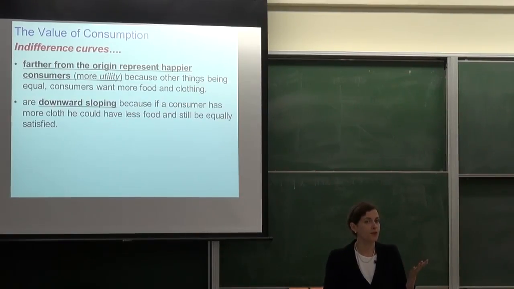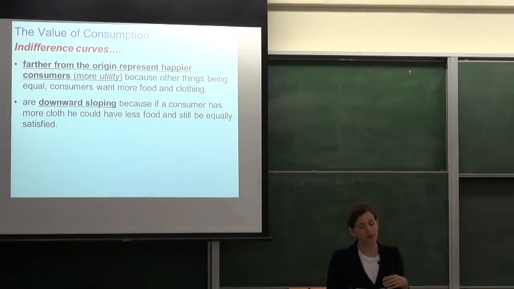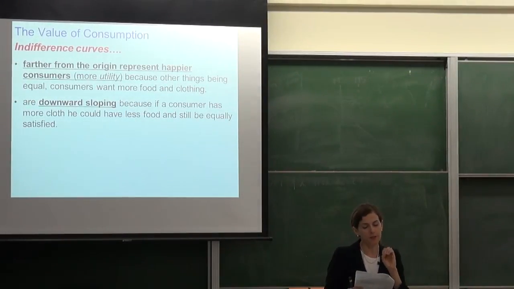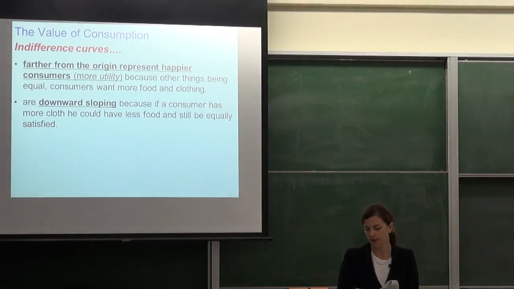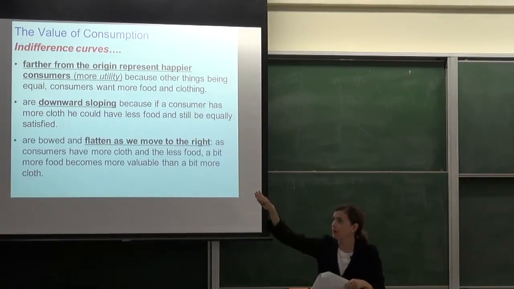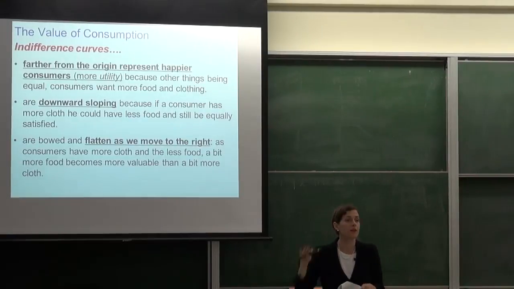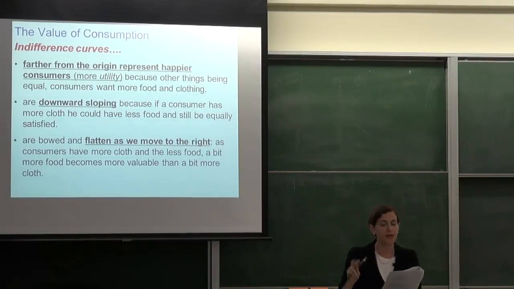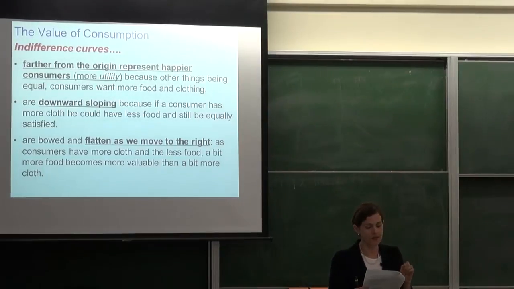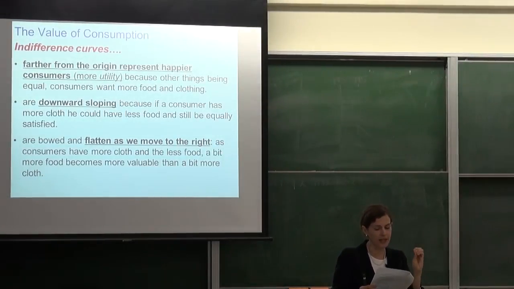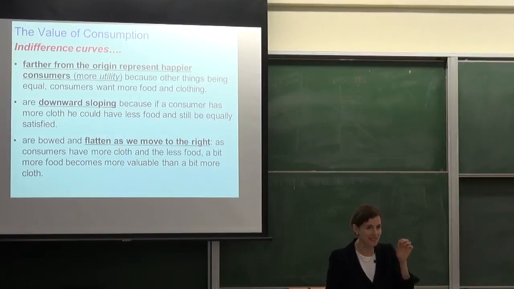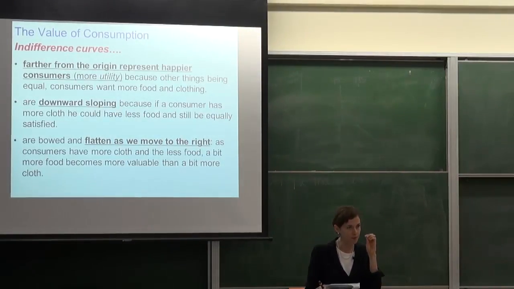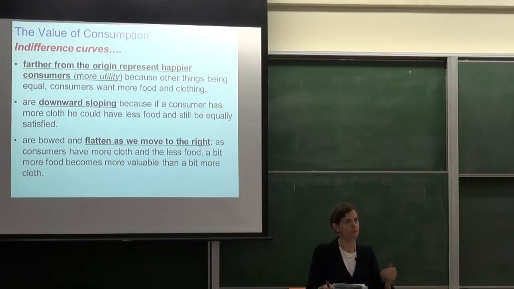What else? They're downward sloping. Why? If our consumers have more cloth or silk, they're happier. They're equally happy with a little bit less food or a little bit less rice. So they're downward sloping, but not with a slope of 1. They're bowed. Why are they bowed? They flatten as we move to the right because as consumers have more cloth and less food, a little bit more food becomes more valuable. Having all the silk in the world isn't going to make you happy. You need to have a little bit of rice. So food makes you a little happier as you get more and more cloth. So that's why they look that way.